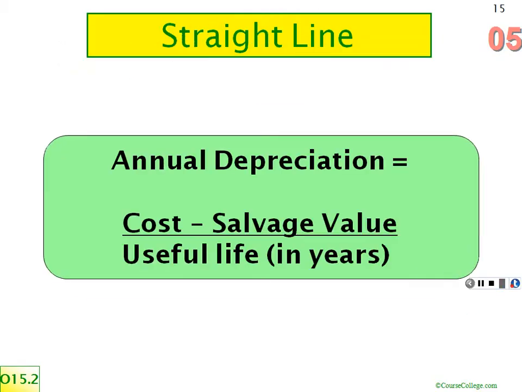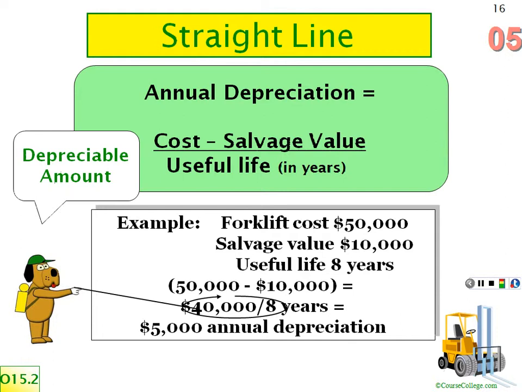Straight line method, we use that depreciable amount. Example, this made-up problem here: a $50,000 forklift, salvage value of 10. We only want to depreciate 40,000 of it, because even if it's worn out, it still has $10,000 value. Its useful life is given in years. We divide by 8. We discover annual depreciation is 5,000.